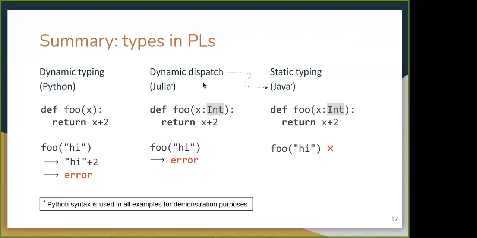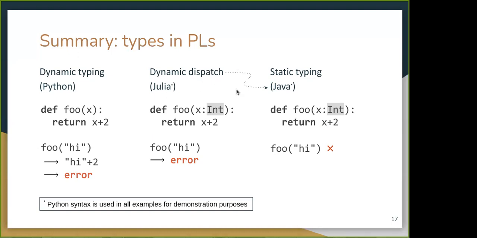This is a language with so-called dynamic dispatch, where we use type annotations to specify which kind of arguments are allowed in the implementation. There can be multiple implementations for different kinds of arguments. We don't do static checking, but at runtime, before calling a function, we look at the argument types and pick the best implementation if it exists. And if it doesn't exist, this is an error.